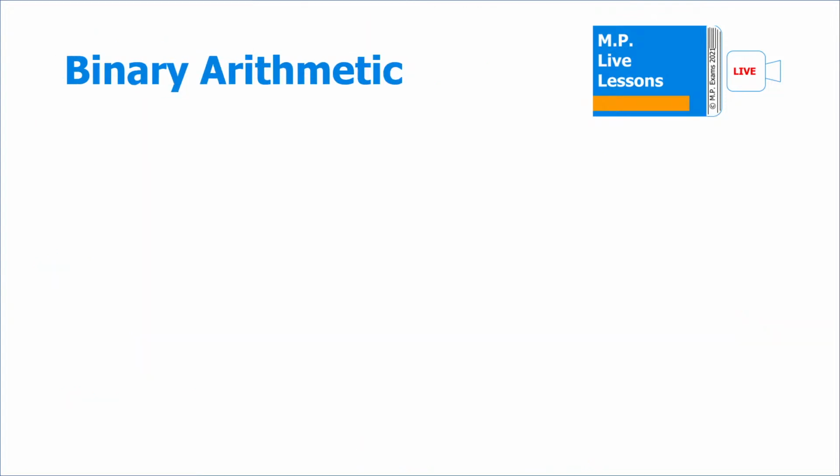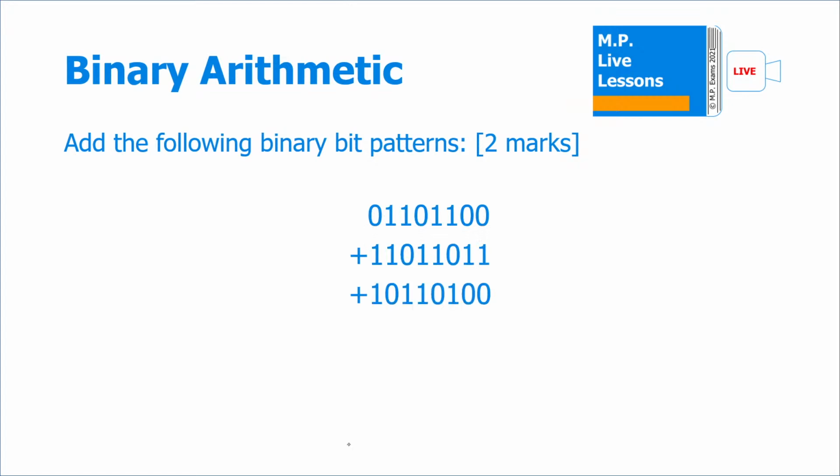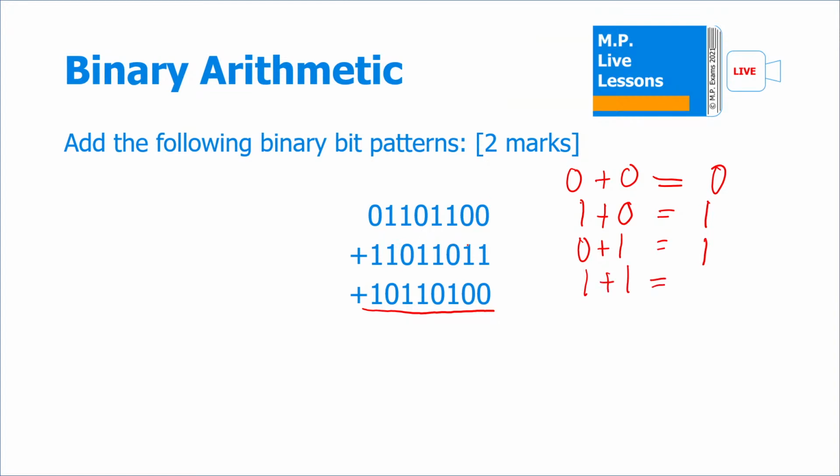The next thing you may be expected to know is binary arithmetic. For example, this can be a simple 2-mark question. Add the following binary bit patterns. Now you only need to know a few rules. If you have 2 zeros, just a 0 plus a 0, like how you'd normally add in column addition, this just becomes 0. If it's 1 plus a 0, or a 0 plus 1, this just becomes 1. However, if you have two ones, you write 0, but you carry this on to the next column.